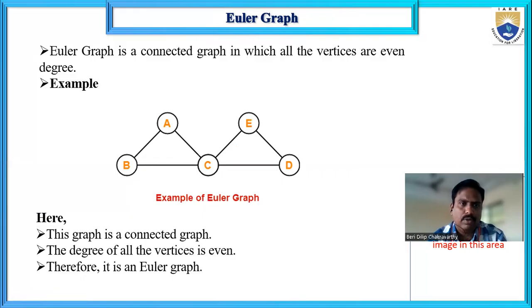Then Euler graph. An Euler graph is a connected graph in which all the vertices have even degree. If you observe, all the vertices have even degree. For A, the degree is 2. The number of edges connected are 2. For B, the number of edges is 2. For C, the number of edges is 4. For E, it is 2. For D, it is 2. That means the degree of any node, if you observe, is an even number. It may be 2, 4, 6, 8, something. So we call it an Euler graph. This graph is a connected graph. The degree of all the vertices is even. Therefore, it is an Euler graph.